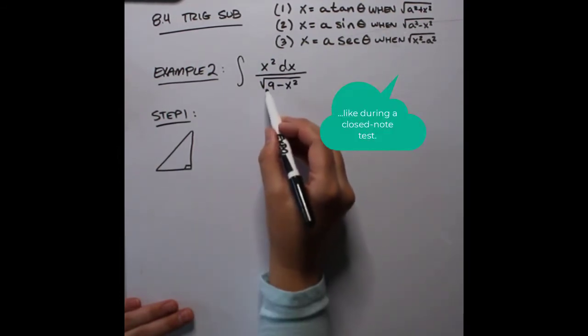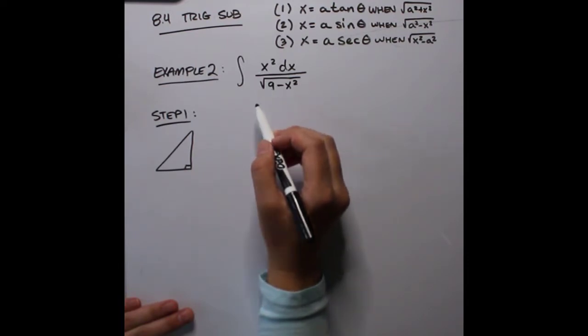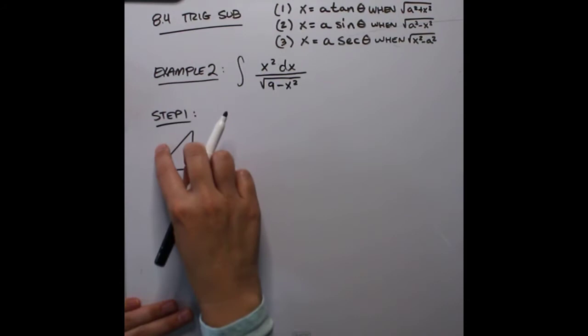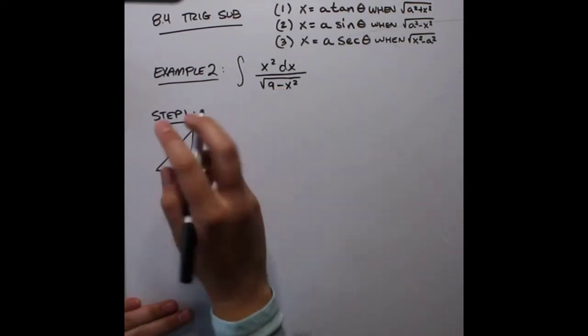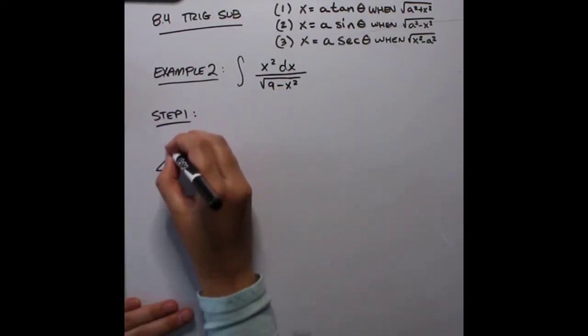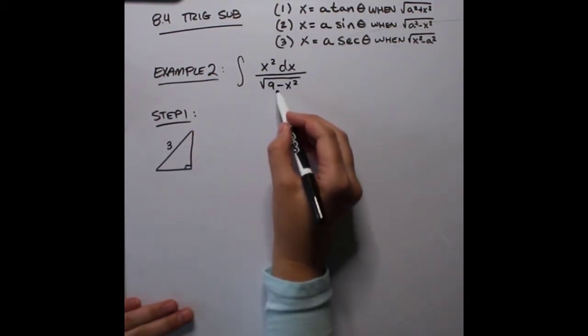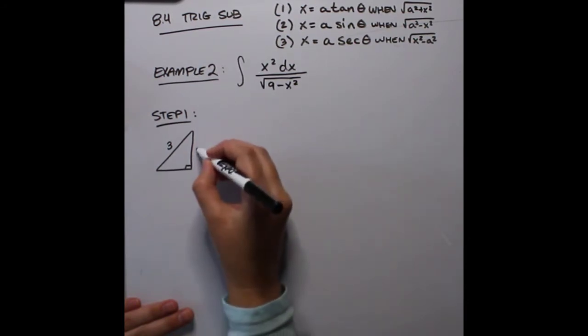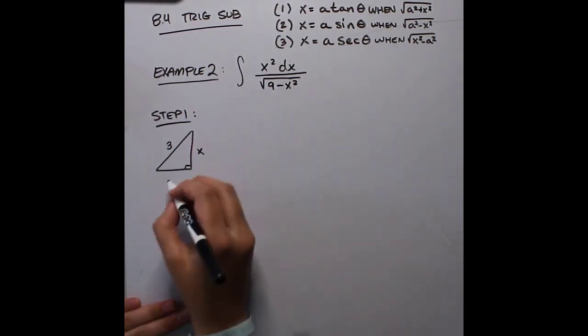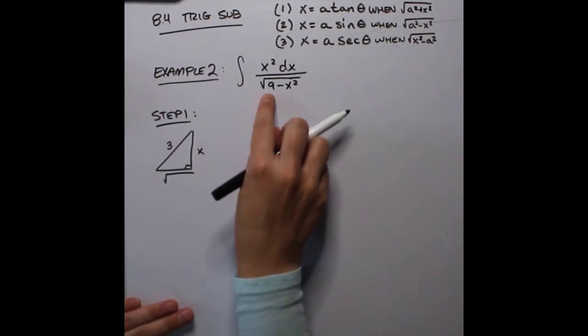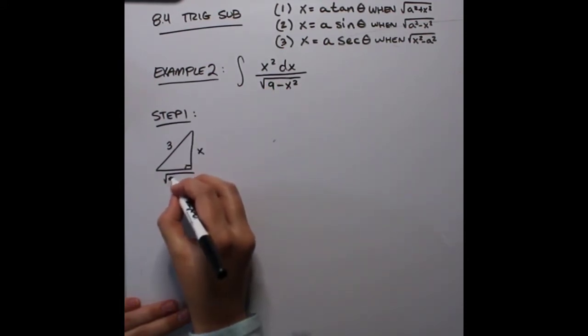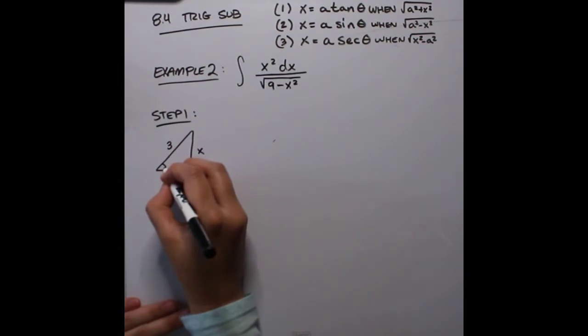If you notice, you have square root of 9 minus x squared. This number here has to represent the hypotenuse squared because of the Pythagorean theorem. It's always the sides squared added to make the hypotenuse. So if you're going to have a subtraction, it's always from the hypotenuse being the larger value. 3 squared is 9, subtracting one of the sides squared. So one of these sides is x. And this last side is the square root of 3 squared minus x squared. So that's this side here, and this is our angle theta.